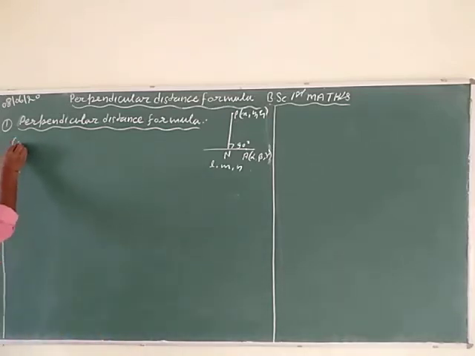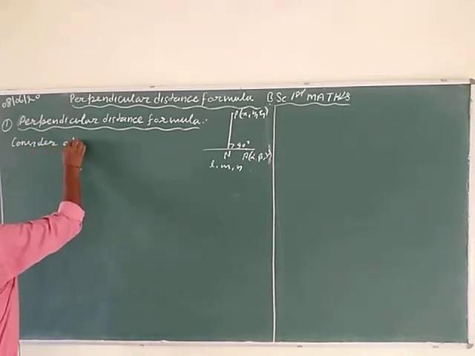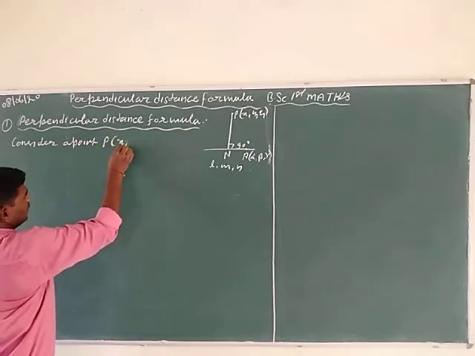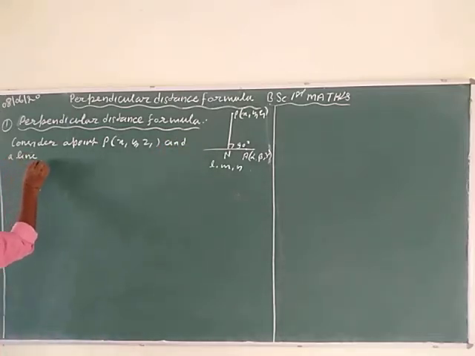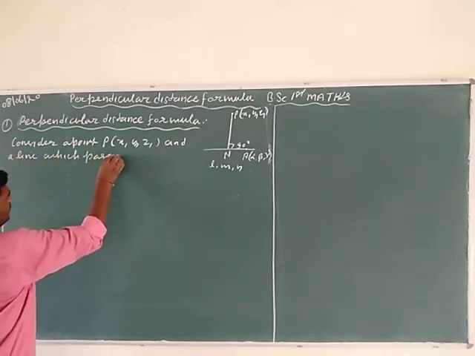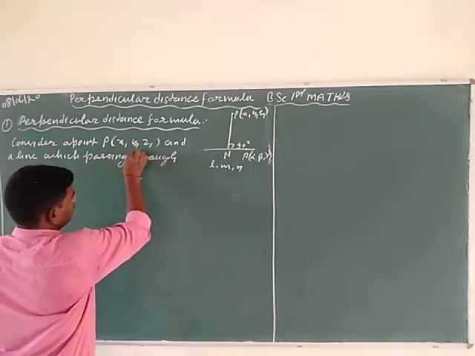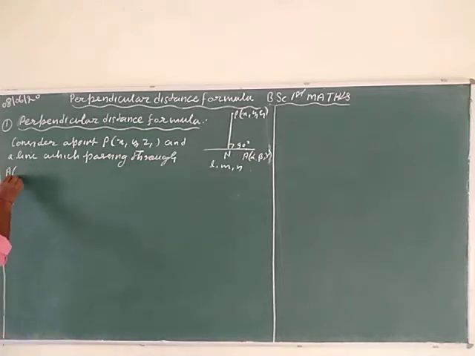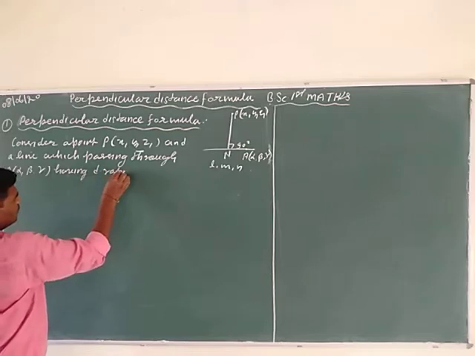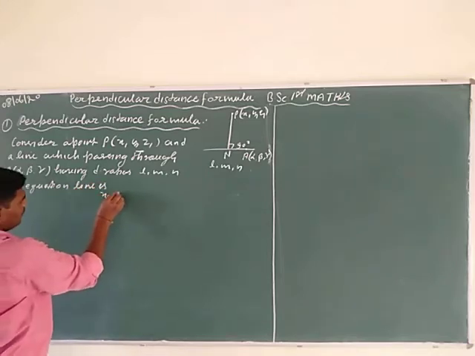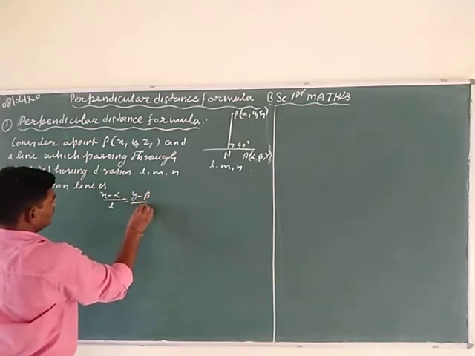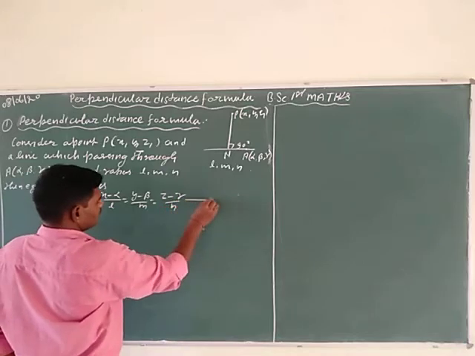So consider a point capital P whose coordinates, suppose, are x1, y1, z1, and a line which passes through the given point capital A, whose coordinates are alpha, beta, and gamma, having direction ratios L, M, N. Then the equation of the line is (x minus alpha)/L = (y minus beta)/M = (z minus gamma)/N. Suppose that is equation first.